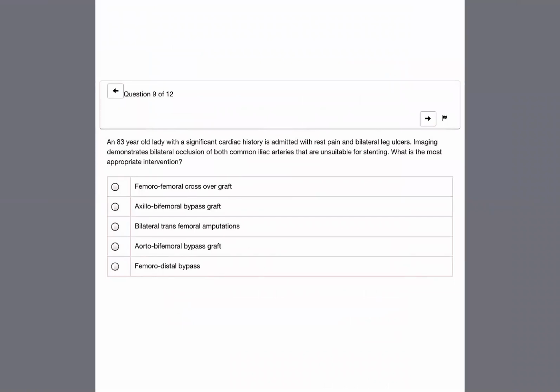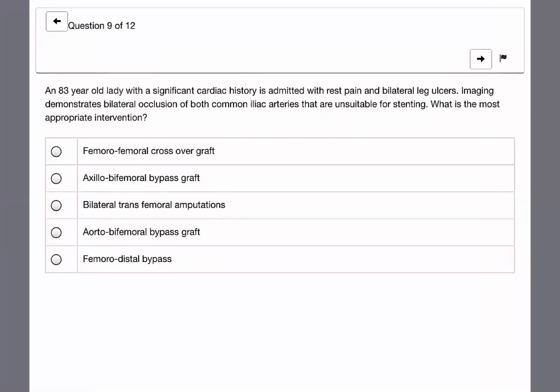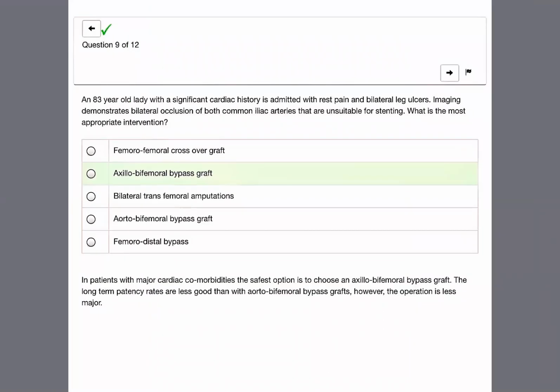Okay, next question. An 83-year-old lady with a surgical cardiac history is admitted with rest pain and bilateral leg ulcers. Imaging demonstrates bilateral occlusion of both common iliac arteries that are unsuitable for stenting. What is the most appropriate intervention? As the female is 83 years old and both common iliacs are unsuitable, we will go for an axillobifemoral bypass graft. Because of old age and comorbid cardiac history, she can't get a big surgery. So she will go for an extra-anatomical axillobifemoral bypass graft. Perfect.